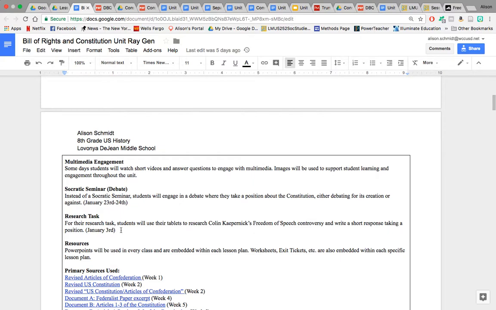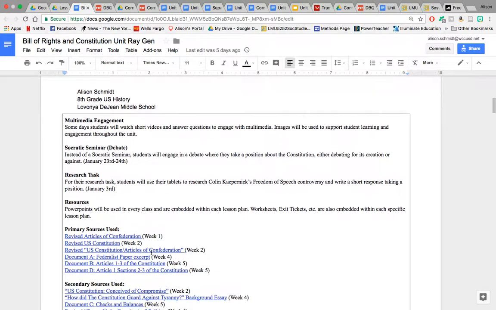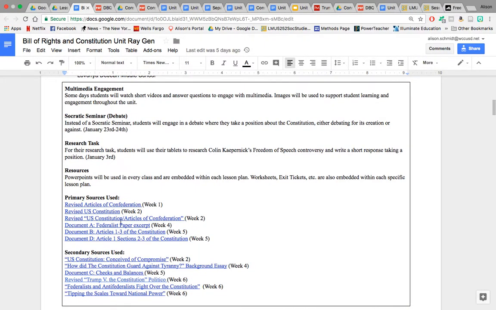And then here we have the thing I mentioned earlier, the research task, where students are going to research Colin Kaepernick's freedom of speech controversy, and they're going to take a position and write a short response about what they feel the Bill of Rights does for his situation. Here's a list of the primary and secondary sources I used.